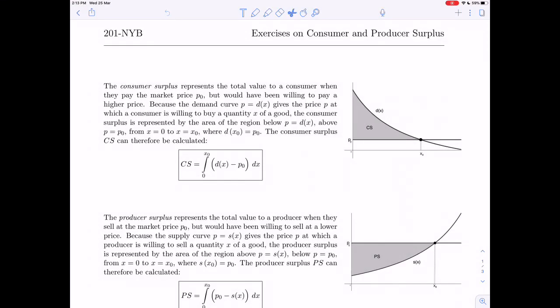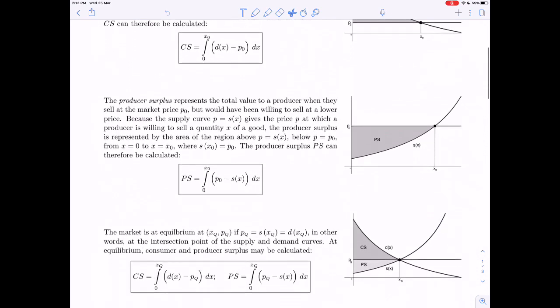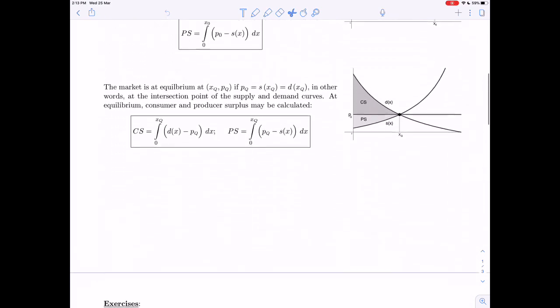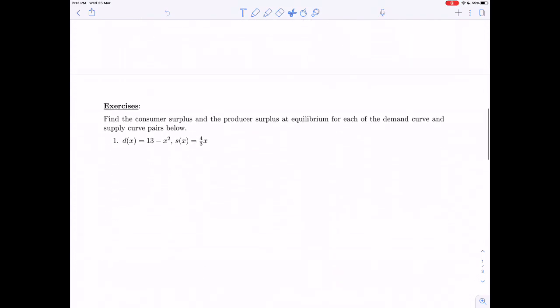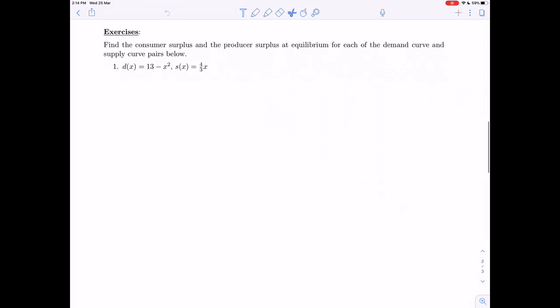In this video, we're going to work on the first exercise on this worksheet, exercises on consumer and producer surplus. You can read through the information if you have a copy of the worksheet. If not, we're going to scroll down here and begin the exercises. Reminder that you can always press pause, and in fact it's a really good idea to do so, to try the exercise first yourself before just watching the solution.